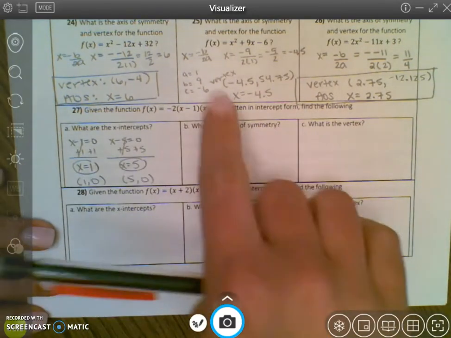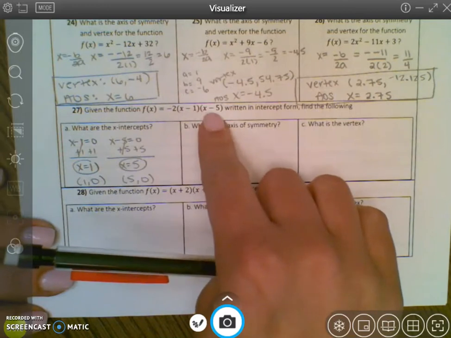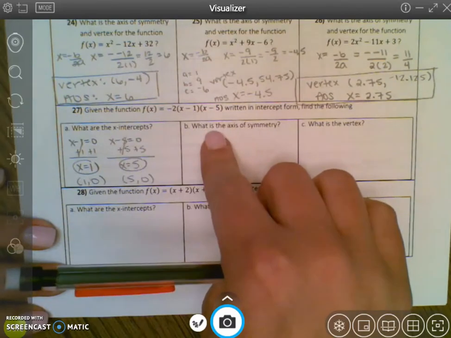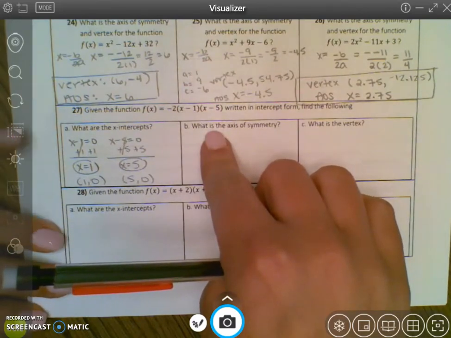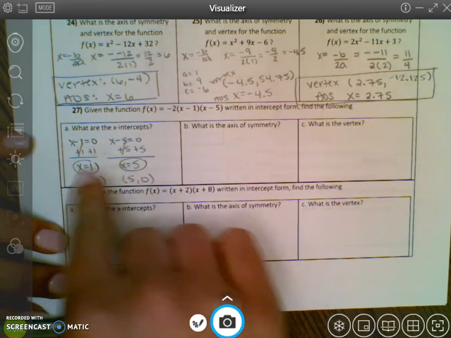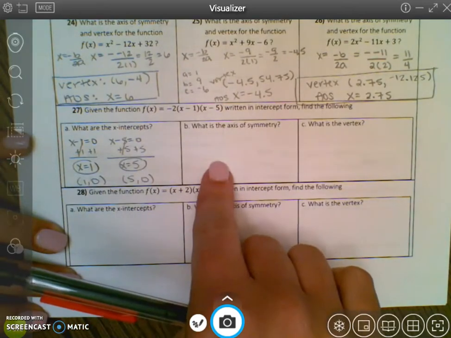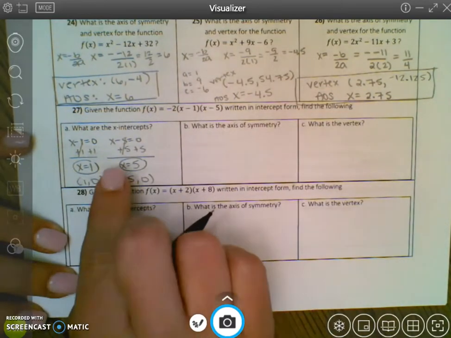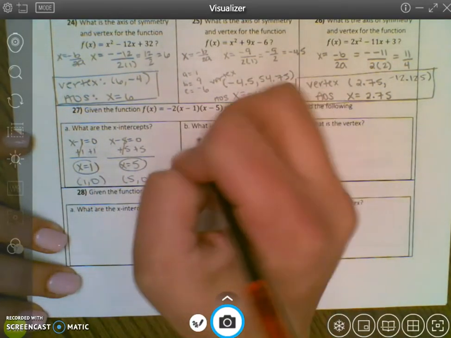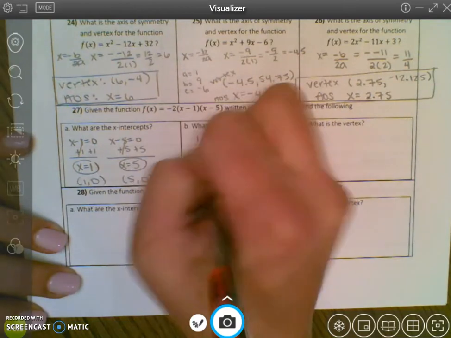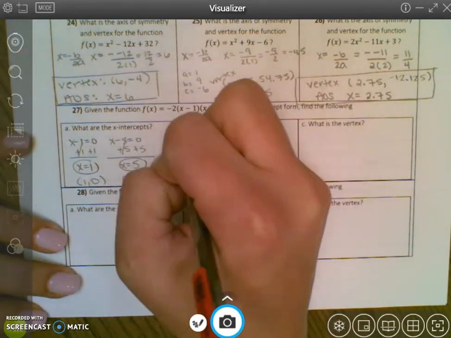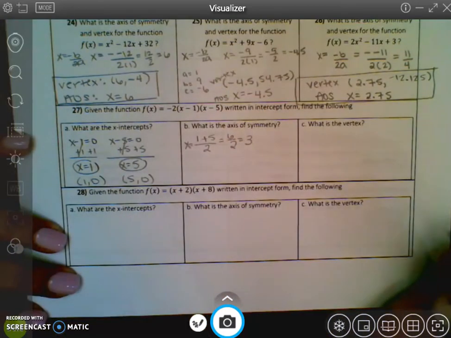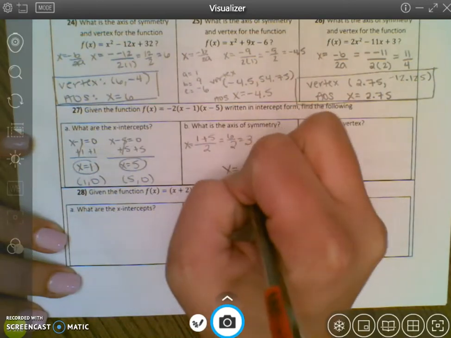When you're given it in intercept form, you don't have to FOIL it back out. You can if you want to, and then use x equals negative b over 2a. But given the two x's, the axis of symmetry is right in between them, so you're finding the average of the two. You have to use the solutions to find the axis of symmetry. So you're going to do 1 plus 5 divided by 2, which is 6 over 2, which is 3. So your axis of symmetry is x equals 3.